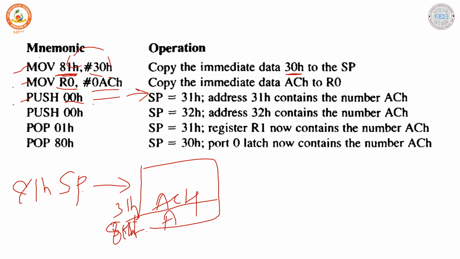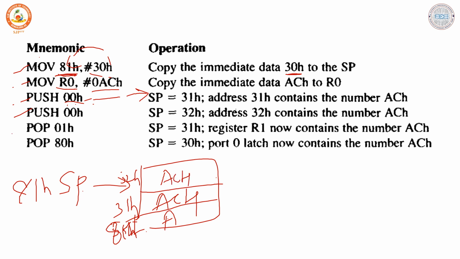Now when you push the content of 00, that is the R0 location content, 0ACH will be transferred to the stack memory location, which is called 31H, and that is loaded. Next, when I again do the same push operation, it will increment to 32H. Now the stack pointer is pointing to 32H. Then the content of R0 will be loaded again, that is ACH is loaded.